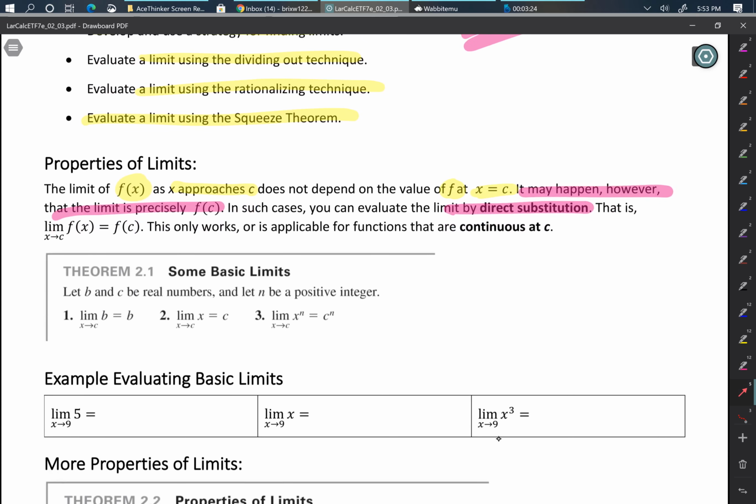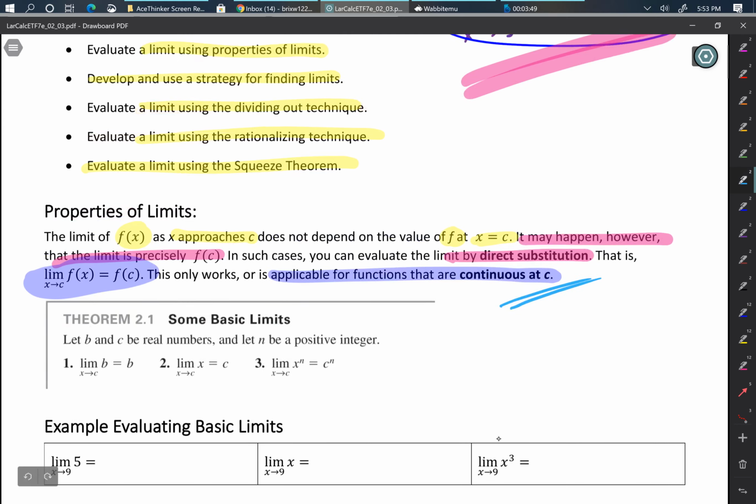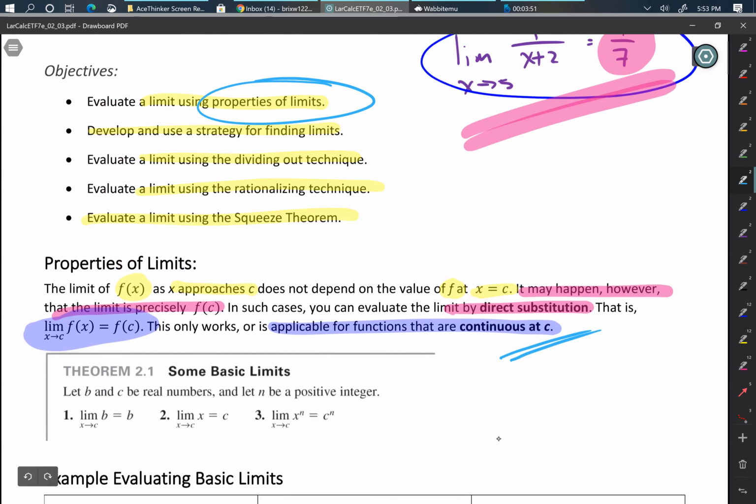Right? So the first thing that you always check when someone hands you a limit is you check to see if direct substitution works. But it's only applicable when you have functions that are continuous at c. So being able to look at a function and know whether it is continuous or discontinuous at a value c is an important thing to know. Right? All right, so let's look at some of our first properties of limits.